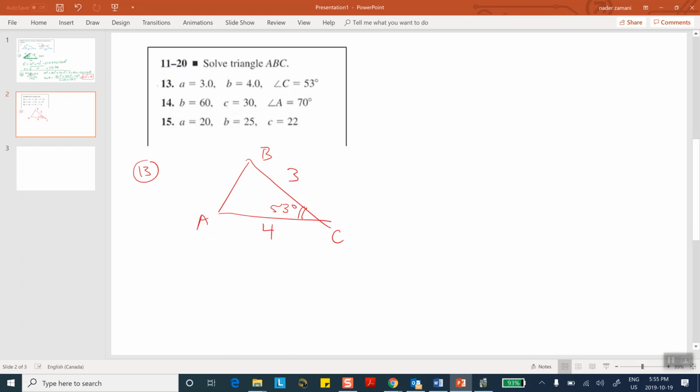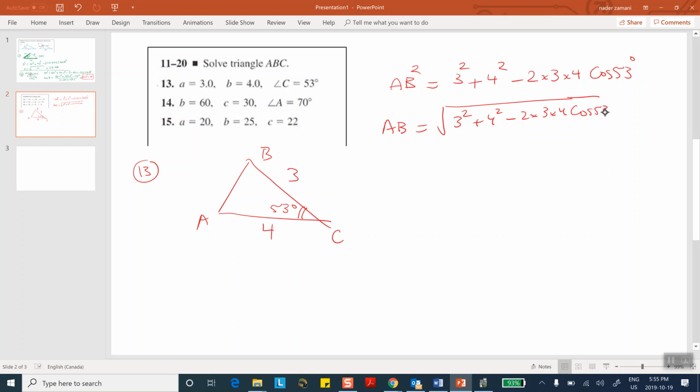So what we're going to do is first use the law of cosines to find AB. Okay, so let me write it like that. AB squared equal to 3 squared plus 4 squared minus 2 times 3 times 4 times cosine of 53 degrees. And AB obviously is going to be the square root of that.